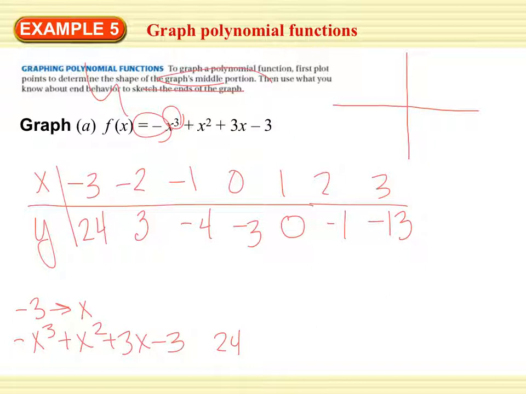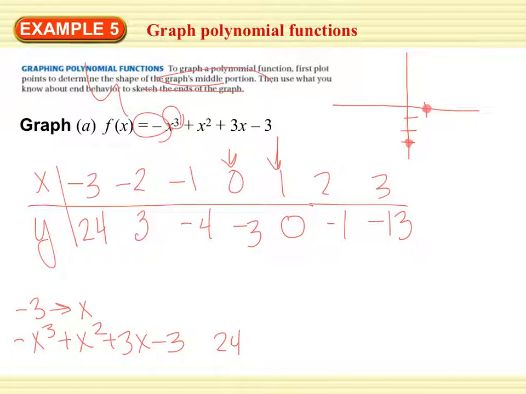When x is 0, y is -3. It's a great point to plot. This is another good one to plot. When x is 1, y is 0. So that's going to be right here.